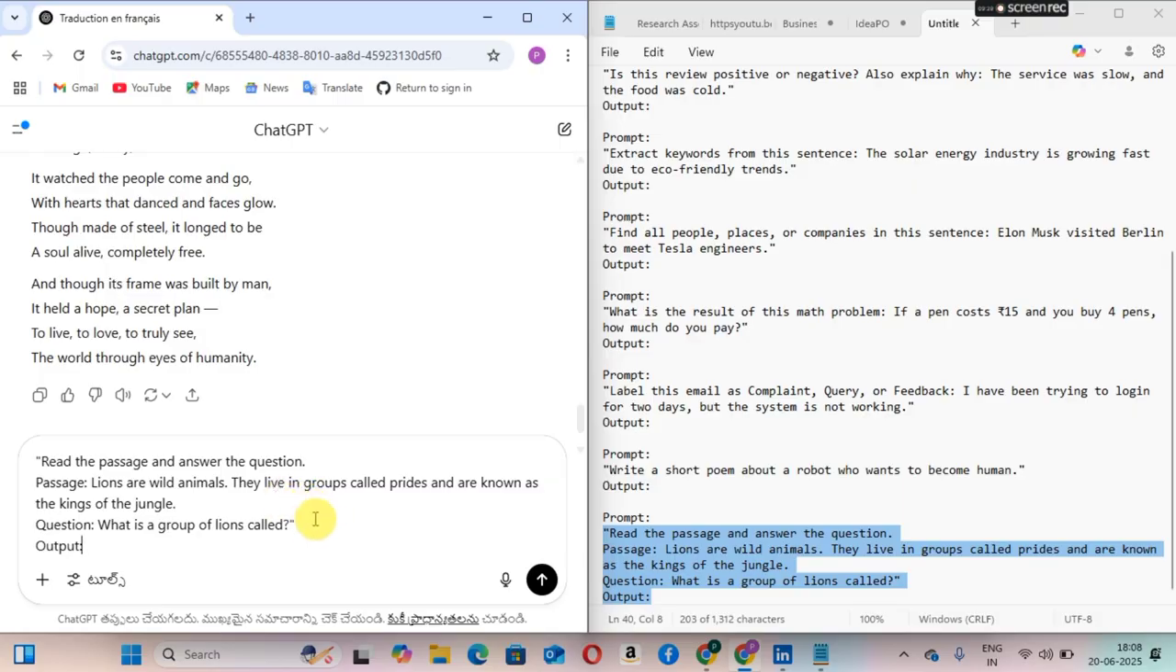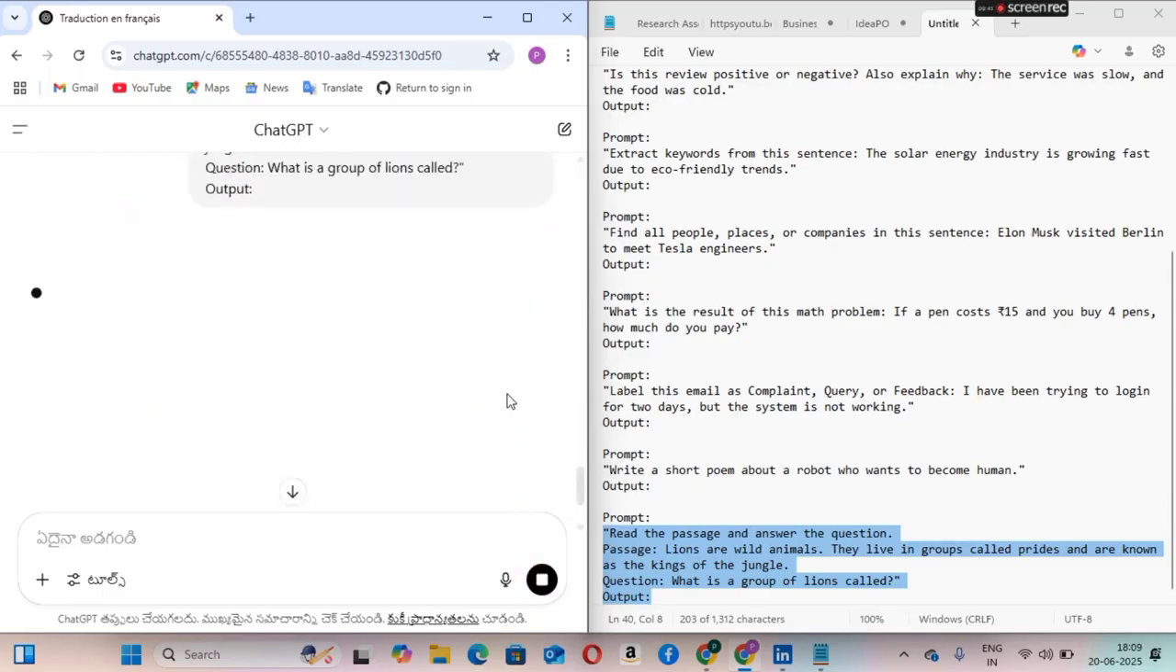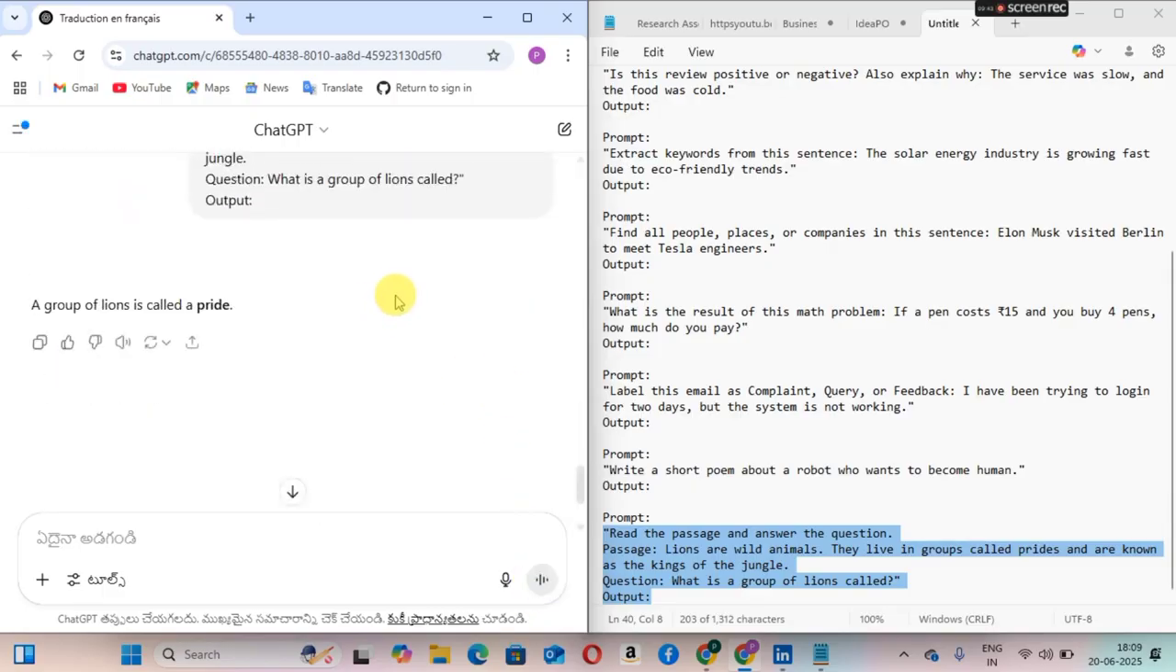Passage: lions are wild animals. They live in groups called prides and are known as the kings of the jungle. Here we give a question: what is the group of lions called? And the model gives an output: a pride. So here the model read the passage and answered the question using the correct word. It didn't need any prior example. This is a great example of how zero shot prompting works for understanding and answering questions.